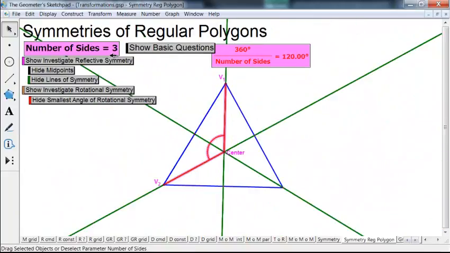Now we're going to find out a little bit later that these symmetries of regular polygons turn out to be what we call dihedral groups. With the operation being composition, they actually have a group structure, and so these are called dihedral groups.